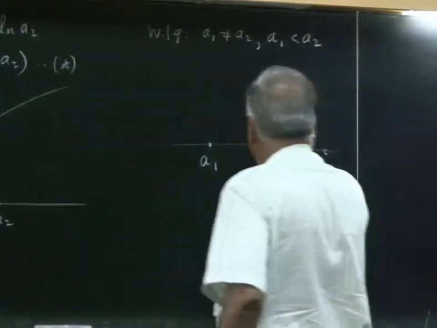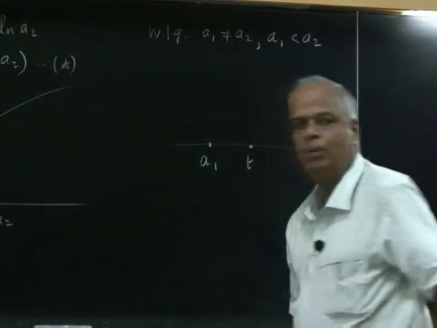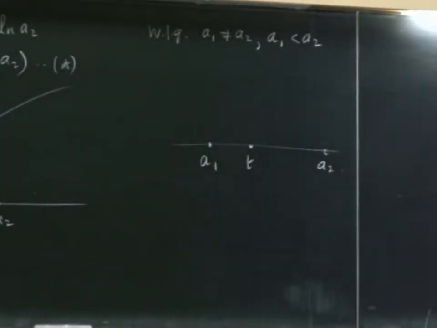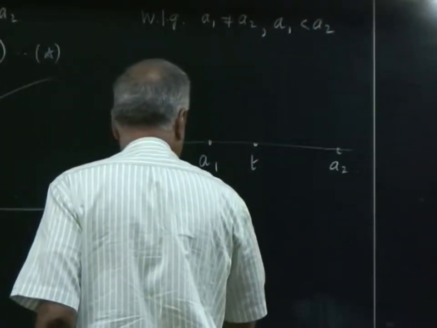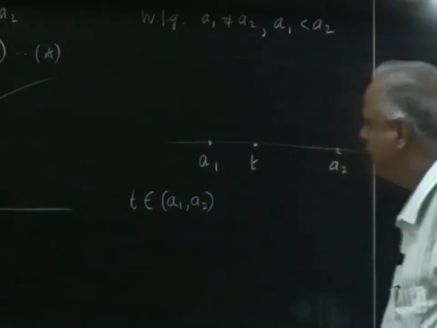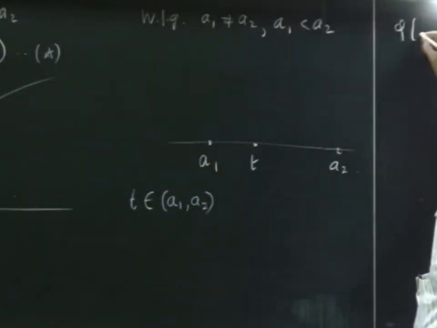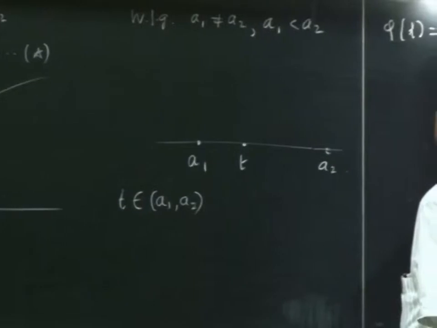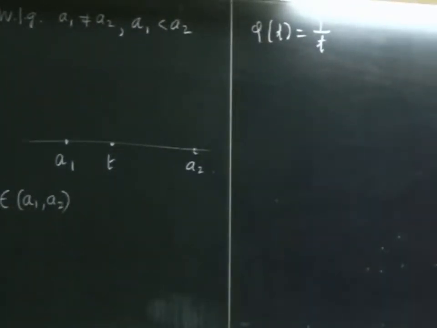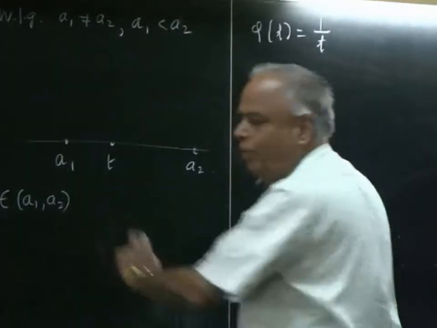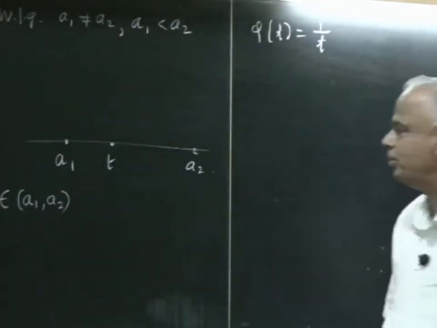Now take any point between a1 and a2, t. So let t belong to [a1, a2]. Then let us define phi of t to be 1 over t. So that is a function, phi of t, now defined for t moving from a1 to a2.